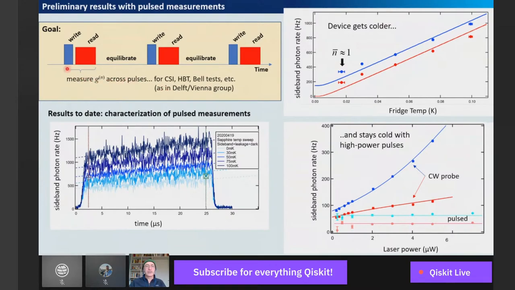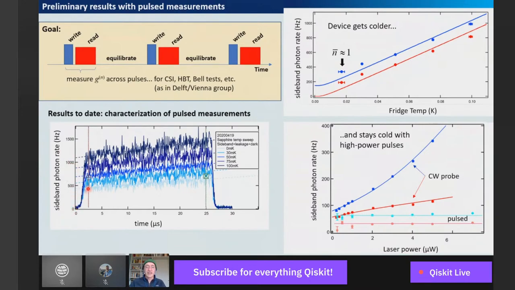The basic idea is you apply a blue detuned pulse in the hope of writing a phonon, and then you apply a red detuned pulse in the hope of reading out that phonon in the form of a sideband. And we've just begun taking preliminary data there, and really this is just data showing that when we do short pulses with our lasers, our photon counts look sensible.